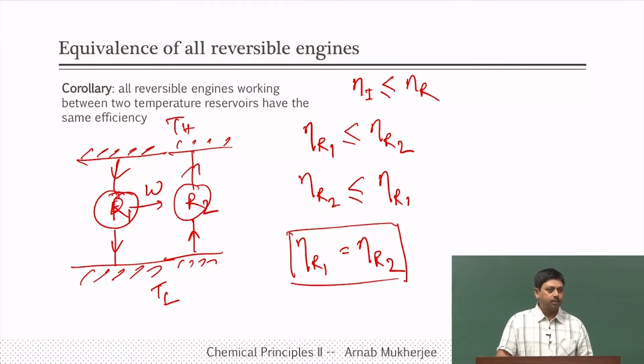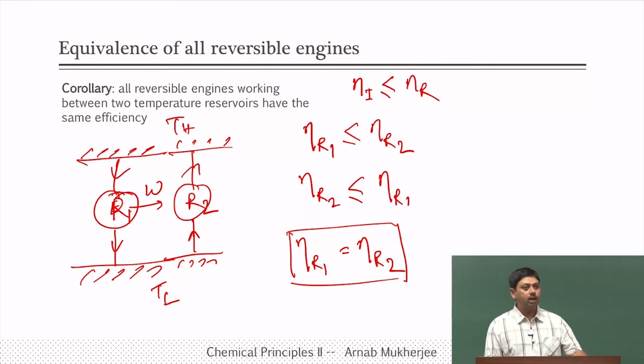If that were not the case, say one of them is less efficient, we would put it on the right hand side and try to drive a reversible engine, which would actually violate the law. So, now we see that all reversible engines working between two temperature reservoirs have the same efficiency. That is very important. When we talk about efficiency, we are only talking about engines which have fixed temperatures from which they take in heat and throw away heat.